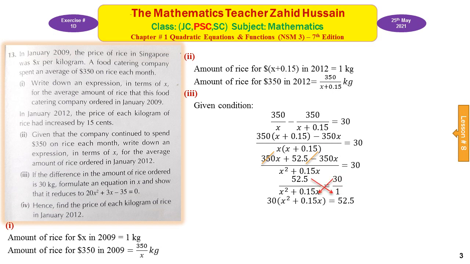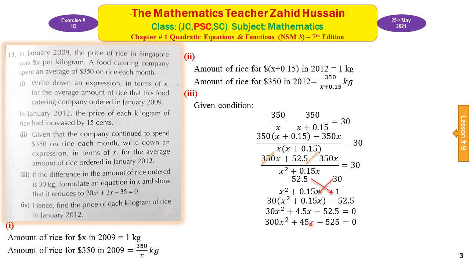Cross multiply, simplify, we get this equation 30x square plus 4.5x minus 52.5. This equation has decimals. The coefficient of x is a decimal number and the constant term is also decimal with one decimal place. So we will multiply the whole equation by 10 to remove the decimal point.